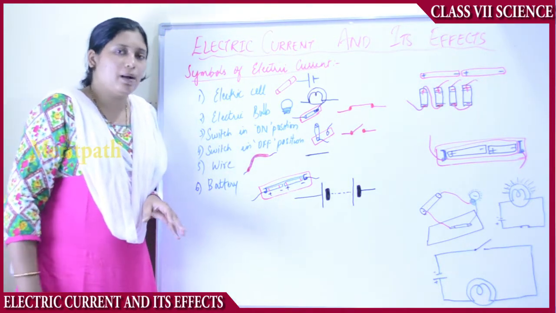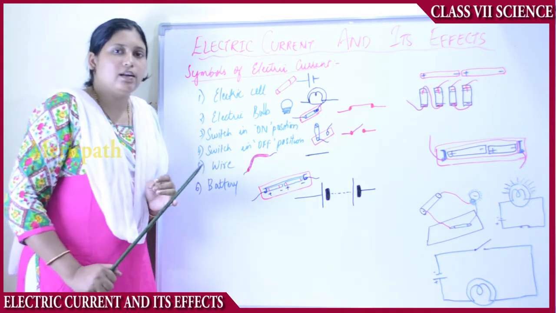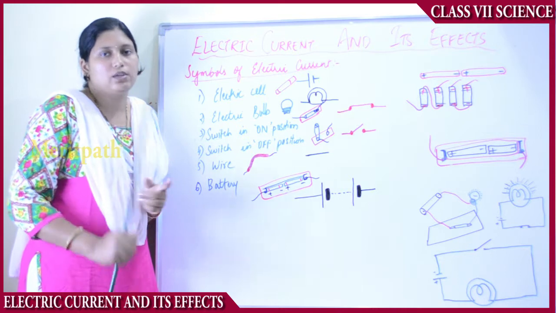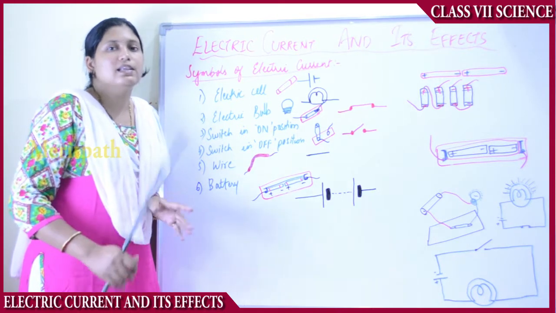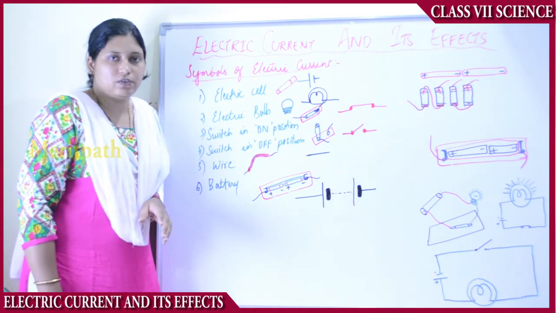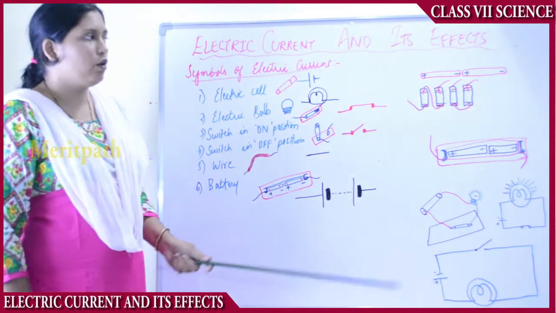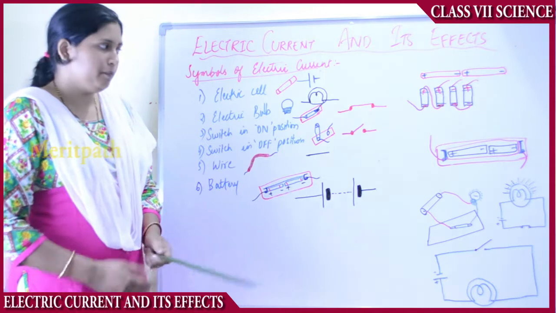For a circuit to complete, the terminals of the battery should always touch in opposite direction to each other. A positive terminal should touch a negative terminal, or a negative terminal should touch a positive terminal only. Then only will the circuit complete and the bulb will glow or the light will glow.